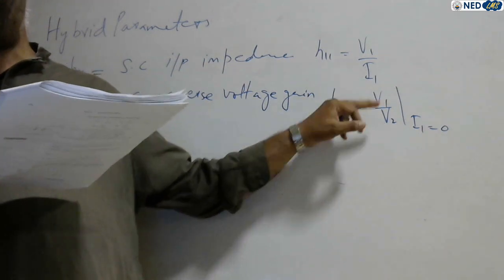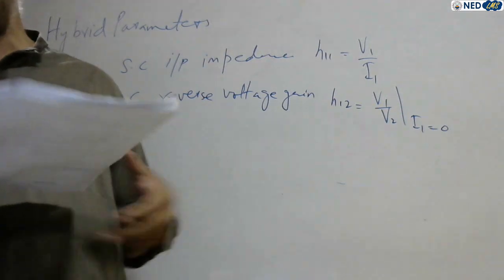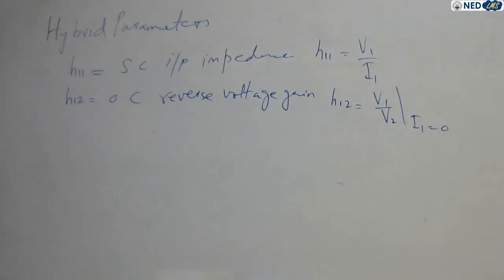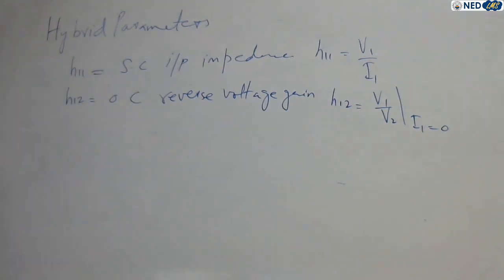If it is V2 over V1, it is forward gain, right? It is reverse because normally we take output over input, right? But it is input over output. See, input over output. So that's why reverse voltage gain.